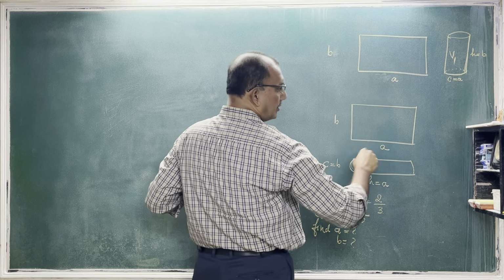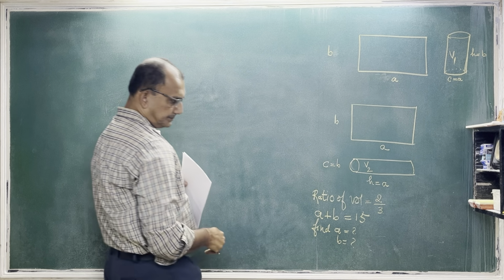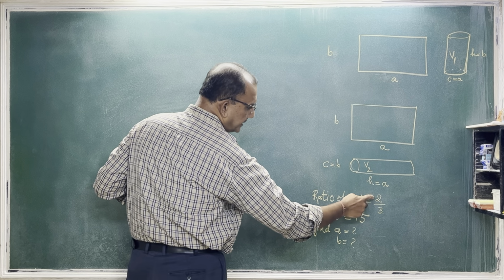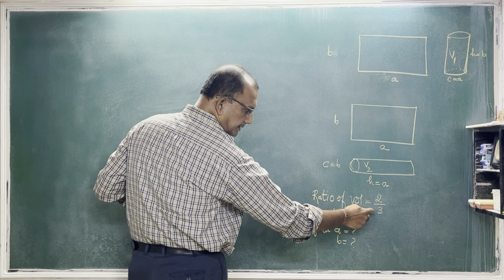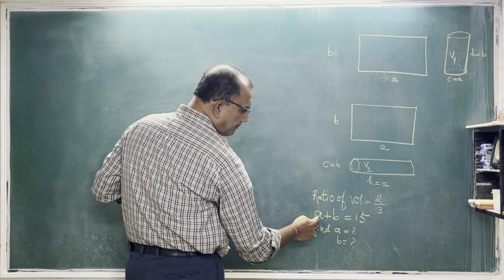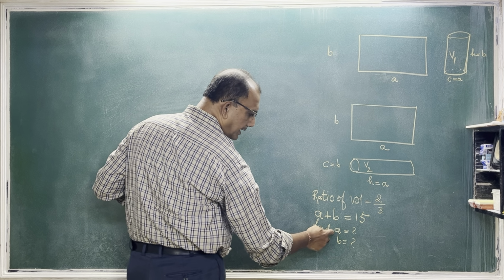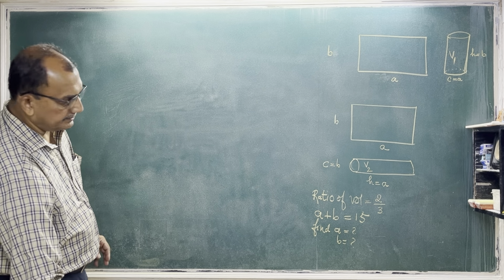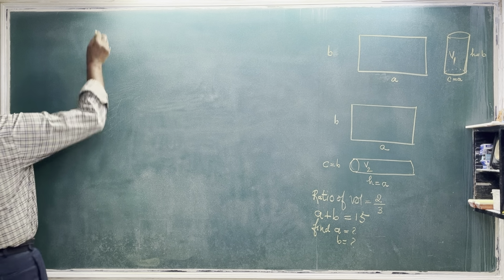Both the cylinders will not have same volume because their circumference are different, heights are different. The ratio of the volumes is given to you as 2/3. And they have given A plus B is equal to 15. You have to find individually the value of A as well as B. This is your sum. So let's see now, case 1, if I am trying to solve.